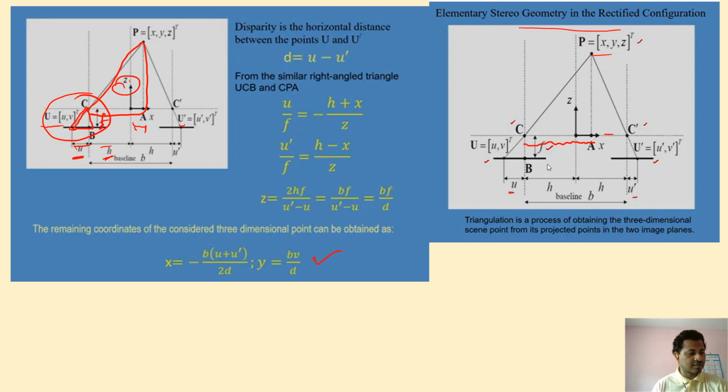Now if you see, by the fundamentals of similarity of triangles, these two triangles, this smaller triangle and this bigger triangle, from this U by F is equal to minus of (H plus X) divided by Z. What is U by F? This distance divided by this focal length is equal to minus of (H plus X). Since it is in the negative direction, from the center axis there is a negative and a positive direction, so this is my H and plus X. X is my central shift, divided by Z. Z is my axis length. Thus the triangulation process obtains a three-dimensional scene point from its projection in the two image planes.